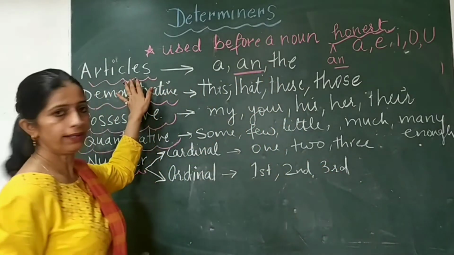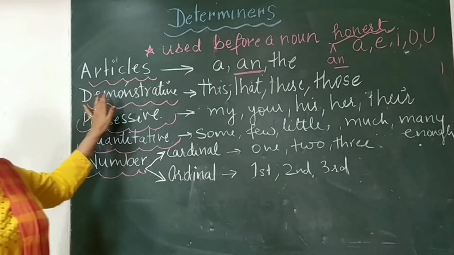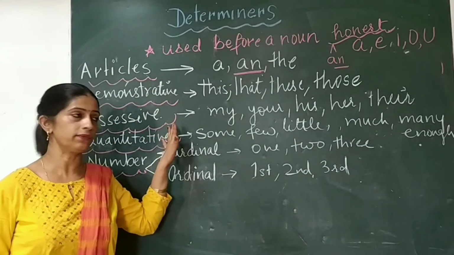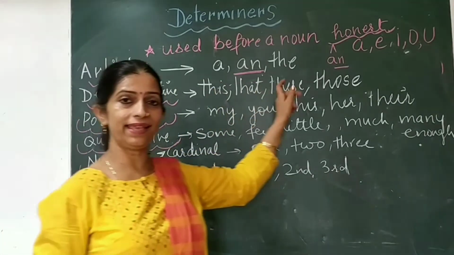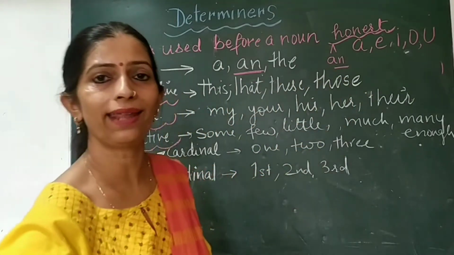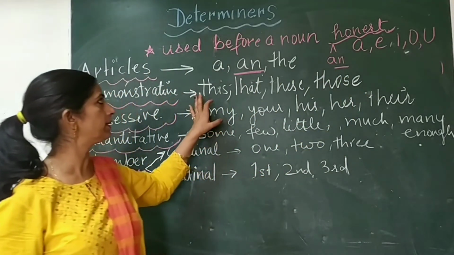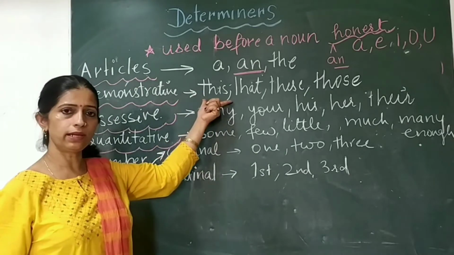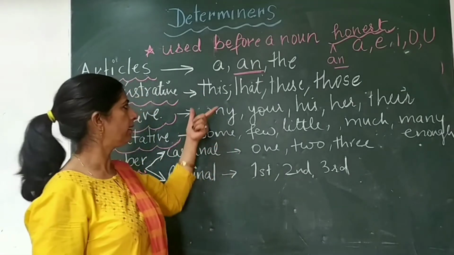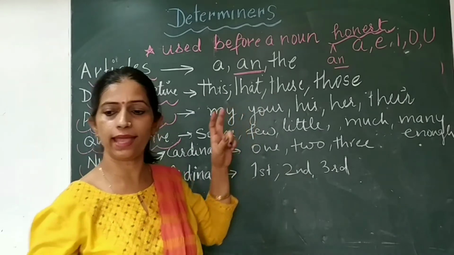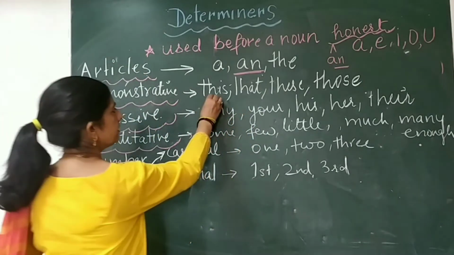This is about articles. Then comes demonstratives: this, that, these, those. These are called demonstrative determiners. You can also remember these like that: the TH family.